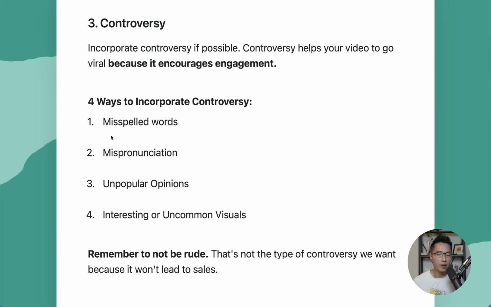A lot of creators like to purposely use misspelled words in their text on screen just to encourage more people to comment on their videos. Another way is to mispronounce certain words on purpose. That is also very effective. Next is to give an unpopular opinion on certain topics. It's always effective when you invite civilized debate, or you could use any interesting or uncommon visuals that will basically get people to comment more on your videos.